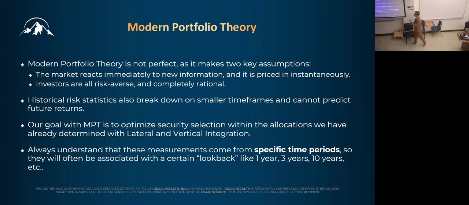Always understand that these measurements come from specific time periods. It's like the 4th time I've said this, but they'll often be associated with a certain look back period. So if you see a statistic like beta or alpha or standard deviation, you're going to see little parentheses next to it: 1 year, 3 year, 10 year, or maybe since inception, which is also one that I use sometimes. You have to understand that it's based on that period of look back, because it has to use some set of data to come up with this conclusion.